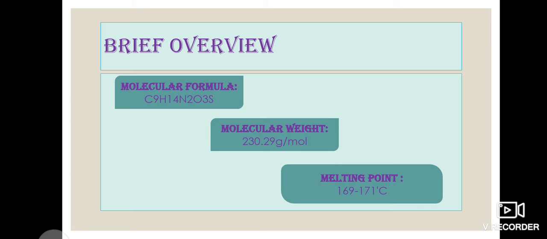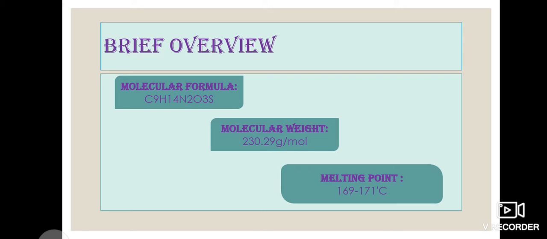its molecular formula, molecular weight, and the melting point. The molecular formula presented on the screen is C9H14N2O3S, and the molecular weight is 230.29 grams per mole, and the melting point is 169 to 171 degrees Celsius.